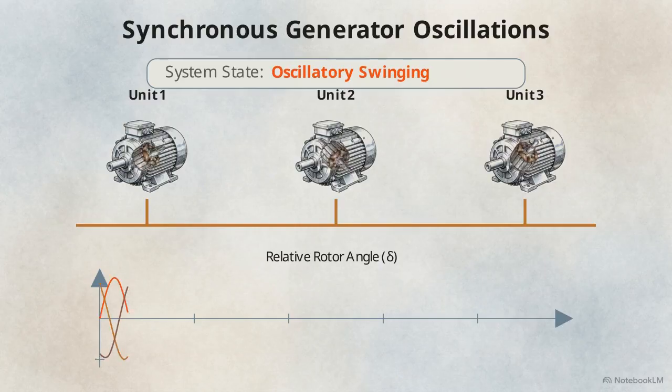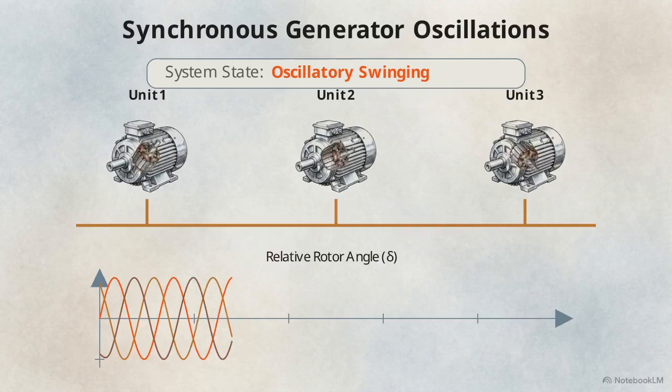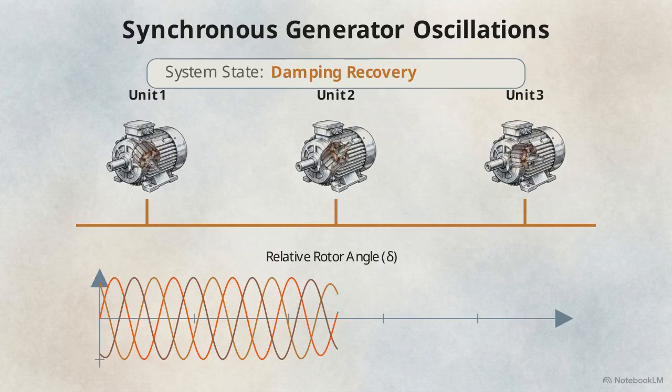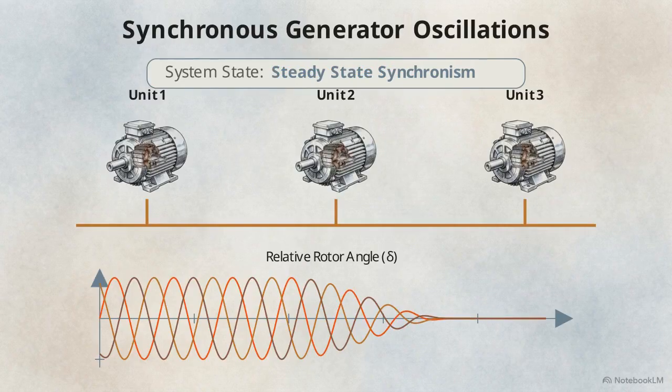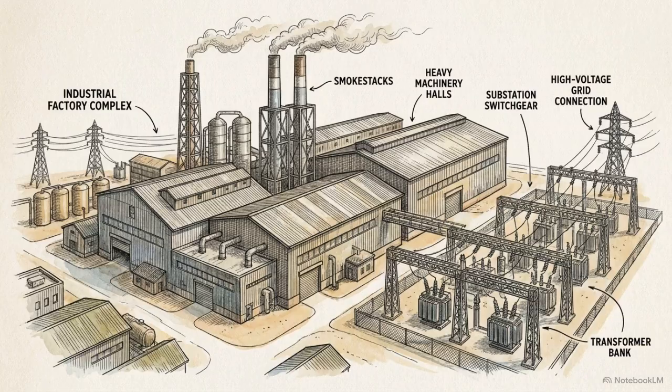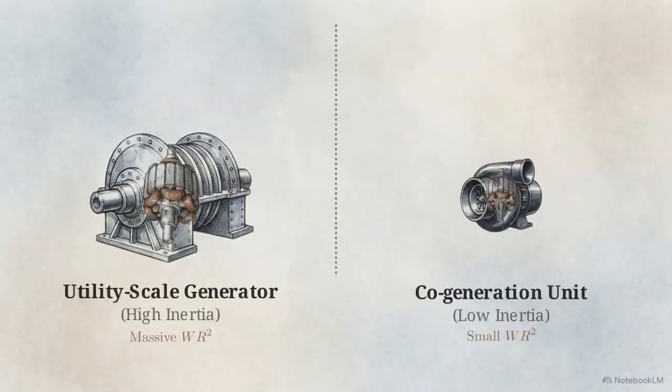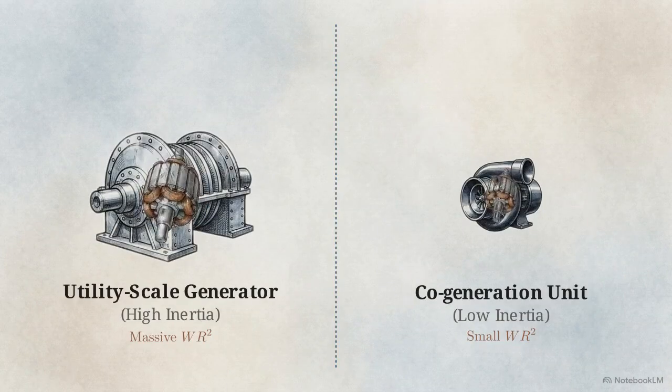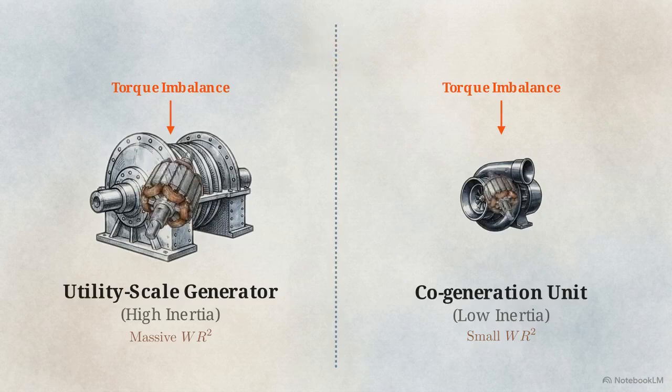These surviving machines experience synchronous oscillations, or swinging. They wobble in frequency before the oscillations damp out, and the units return to a steady state. A machine's stability during a grid transient depends on its electrical distance from the fault and its individual rotational inertia. Industrial cogeneration plants and independent power producers now supply a significant portion of grid capacity. These cogeneration units typically have much smaller inertia than utility-scale generators, meaning they accelerate much faster during a disturbance.